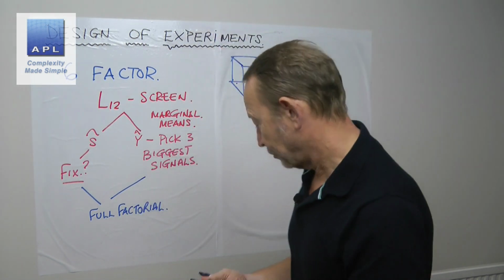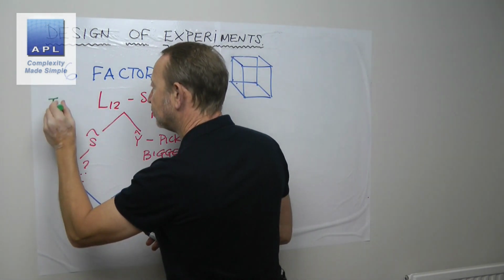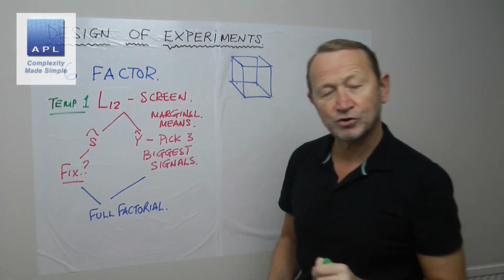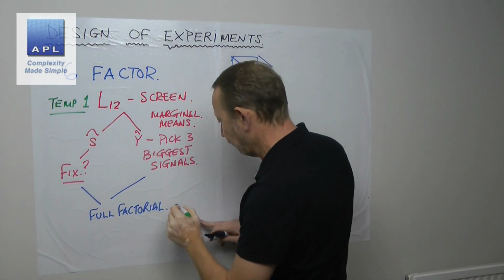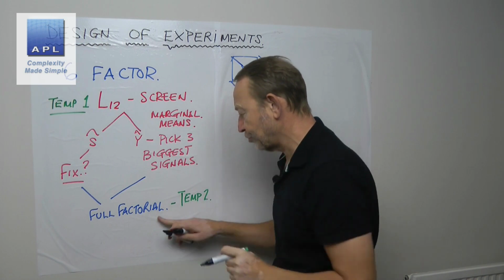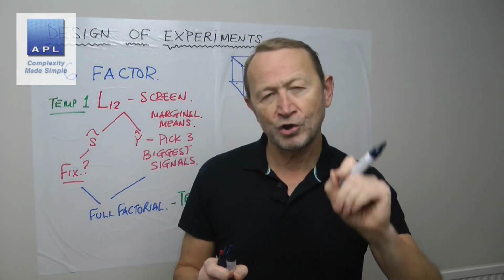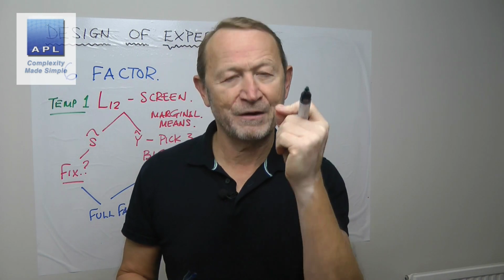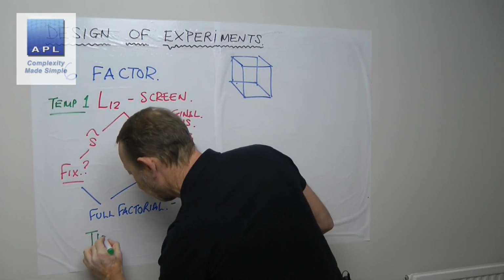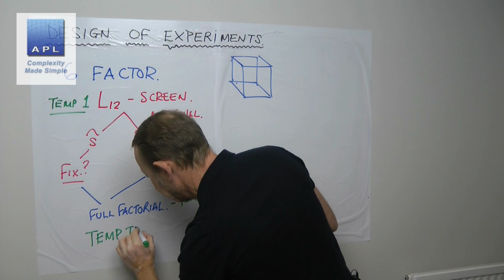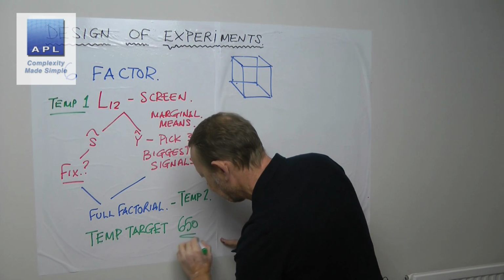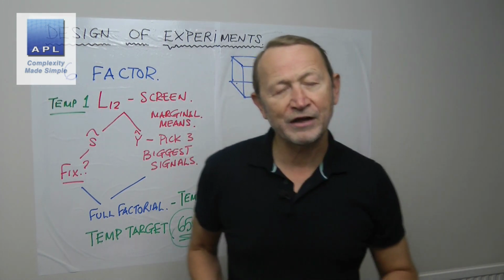So you have 2 files. One file is called temperature 1. Temperature 1 contains the L12 for you to analyze, and the full factorial is contained in temperature 2. The full factorial, of course, we go and model the y hat, and then we ask it to hit the target. Now the target in this case is a temperature target, and the temperature target is 650 degrees. So that's what we're trying to hit.